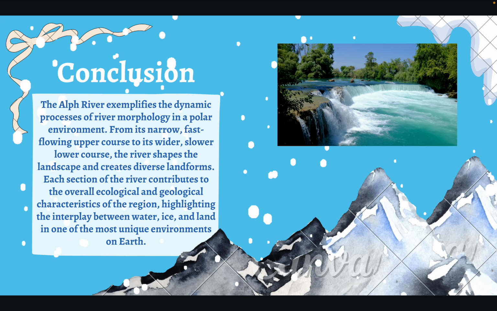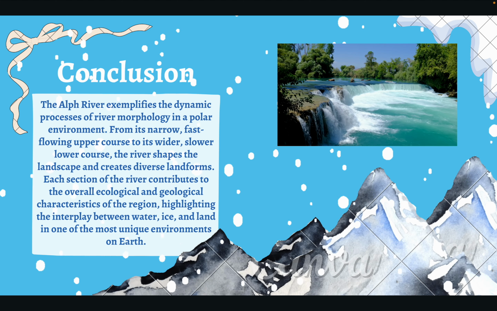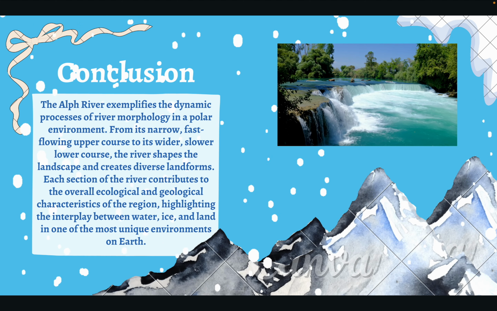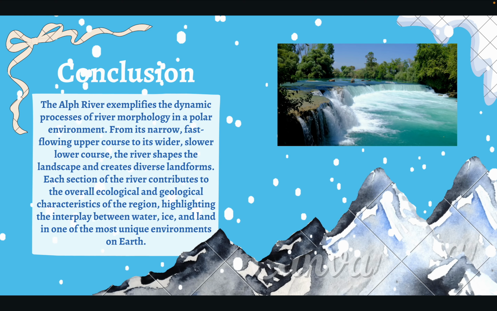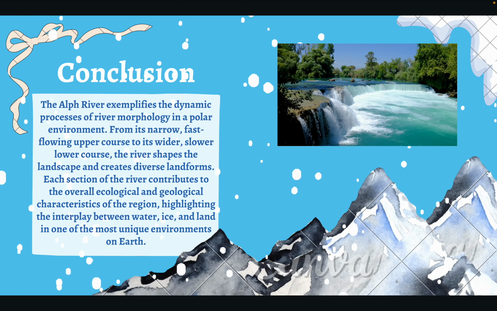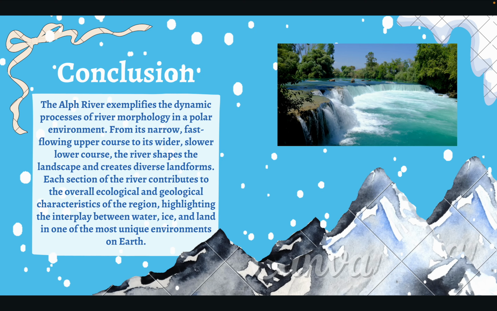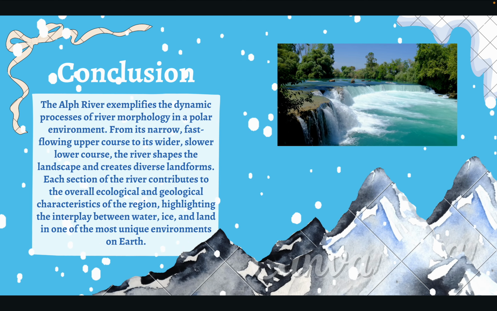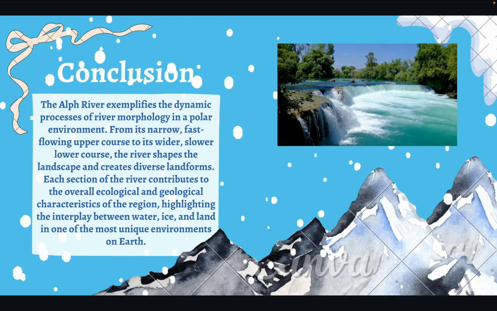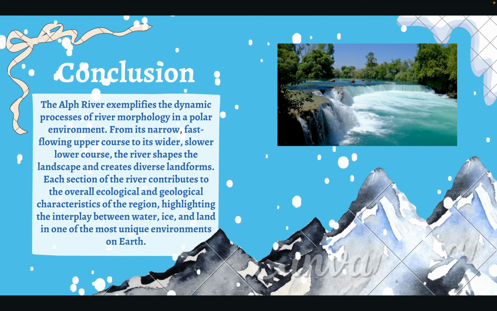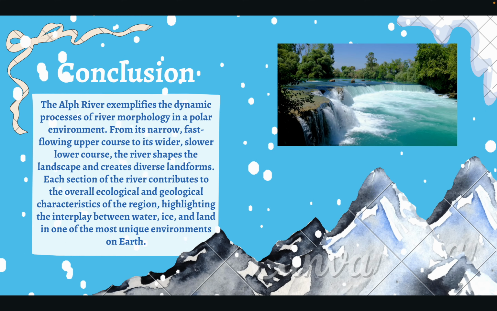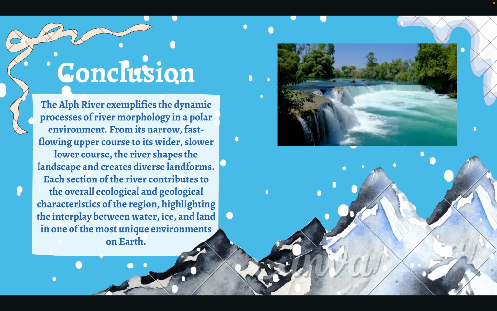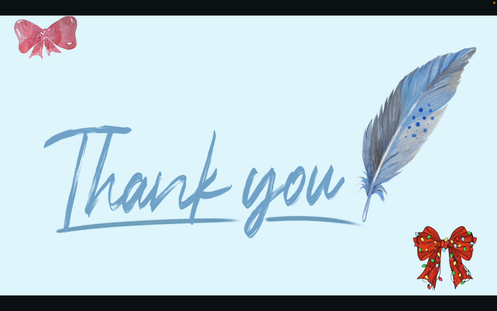Conclusion. The Alph River exemplifies the dynamic process of river morphology in a polar environment, from its narrow, fast-flowing upper course to its wider, slower lower course, and the river shapes the landscape and creates diverse landforms. Each section of the river contributes to the overall ecological and geological characteristics of the region, highlighting the interplay between water, ice, and land in one of the most unique environments on Earth.